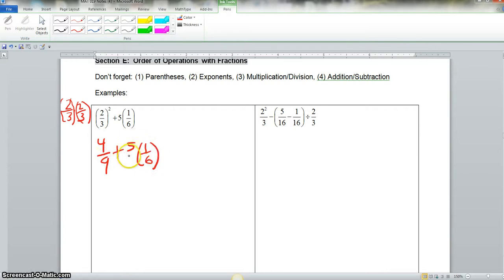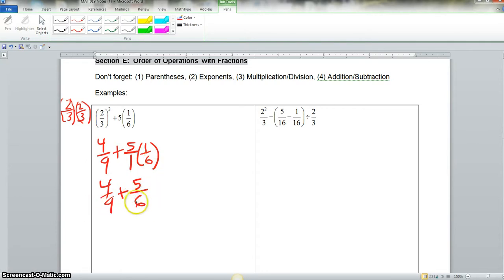Now we have addition and multiplication. So we know we will multiply. So we'll put this 5 over 1 and we'll multiply. First of all, we'll bring down this 4/9. We'll multiply the numerators and the denominators. So 5 times 1 is 5. 1 times 6 is 6.